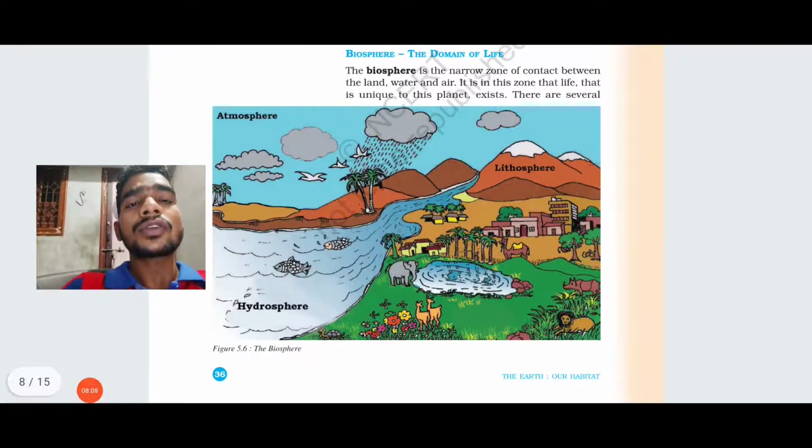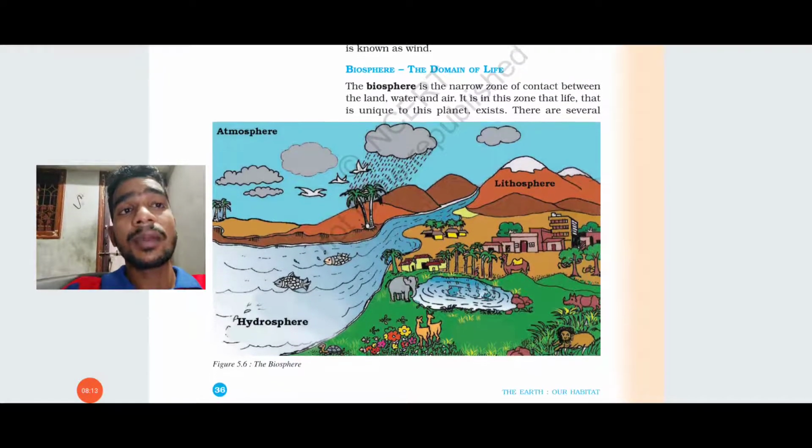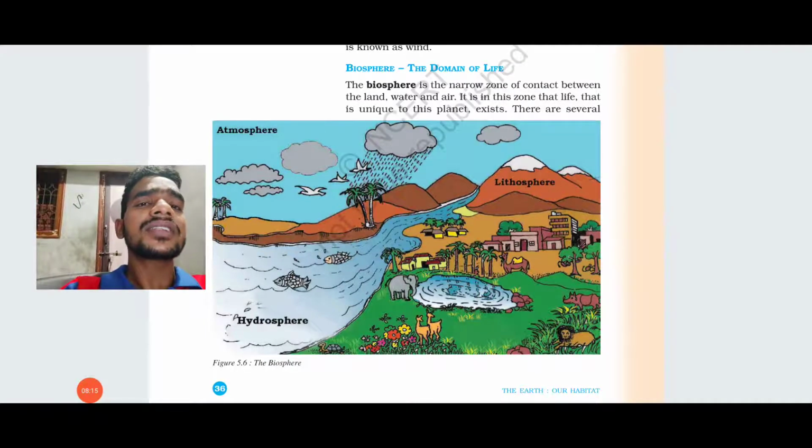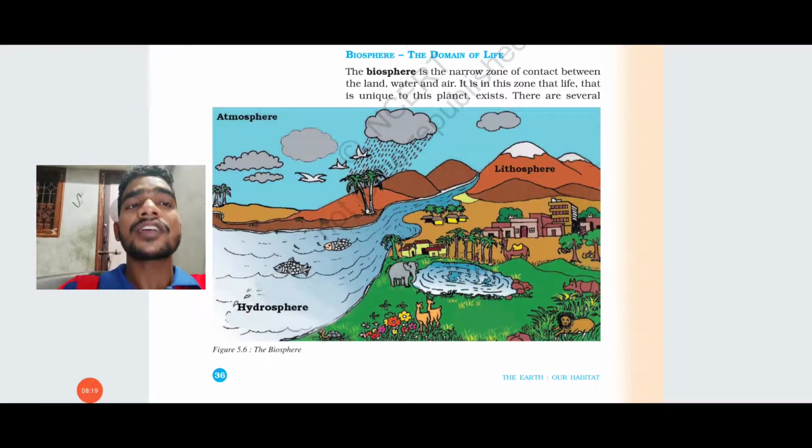So after talking about lithosphere, hydrosphere and atmosphere, we'll now discuss the biosphere. Biosphere is also the domain for life. The biosphere is the narrow zone of contact between the land, water and air. It is in this zone that life that is unique to this planet exists.